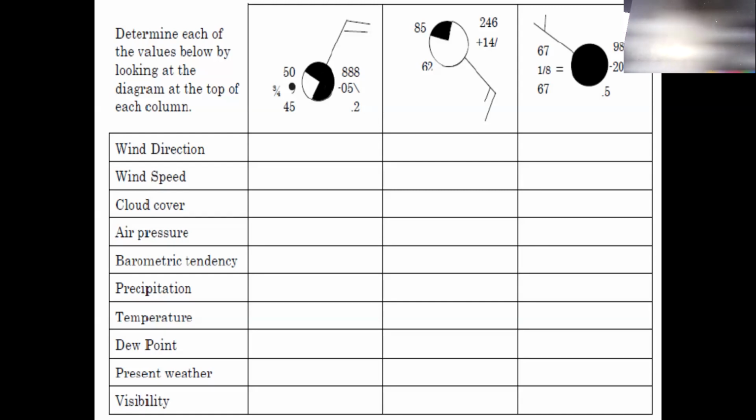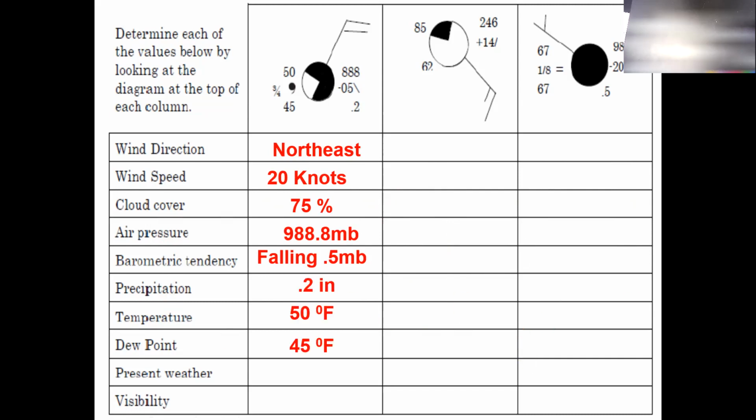You should have had a wind direction from the northeast at 20 knots, 75% cloud cover, 988 millibars, falling barometric tendency of 0.5 millibars, precipitation of 2 inches, temperature of 50, dew point of 45, drizzle, and visibility was 3/4 of a mile. Make sure you know where to get all these labels. So degrees Fahrenheit, miles, etc. That's right off of the bottom of page 13.